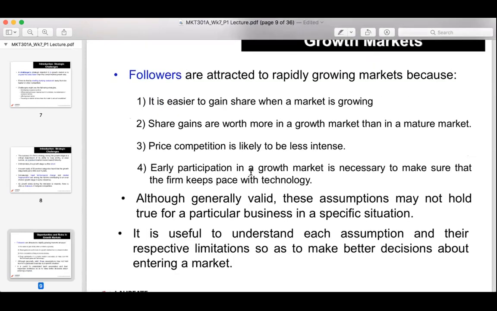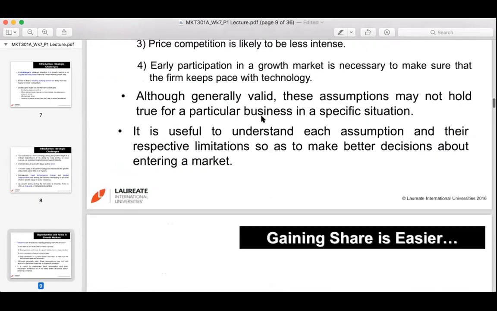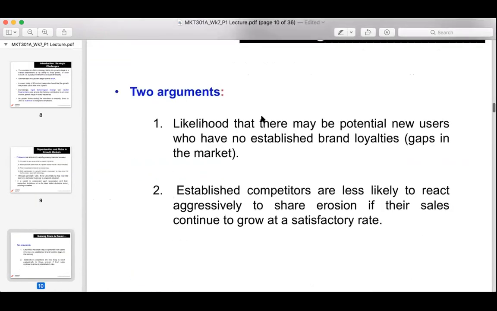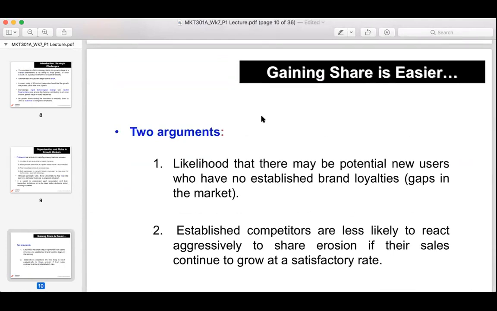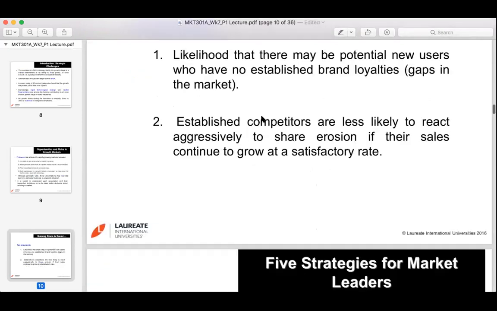And early participation in the growth stage is actually a better idea than in the maturity stage. In the maturity stage, customers have more options. Right, guys, so those are the strategic challenges for the followers in the growth market. These are a couple of arguments why gaining market share is easier in the growth stage. I'm not going to discuss that in more detail, but I think this is pretty straightforward.